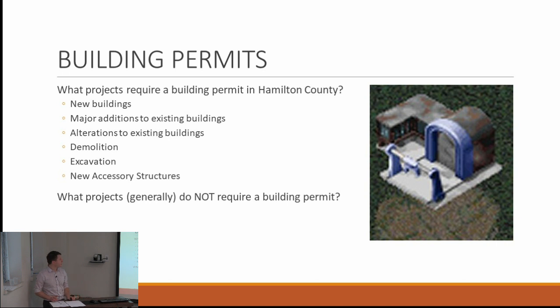What kinds of things need permits? New buildings, additions to existing buildings, alterations to existing buildings, demolition, excavation, new accessory structures. These are the kinds of things that you've got to go through the city to make sure that you're doing it right, and you've got to tell them exactly what you want to do. You've got to give them the opportunity to review your plans.